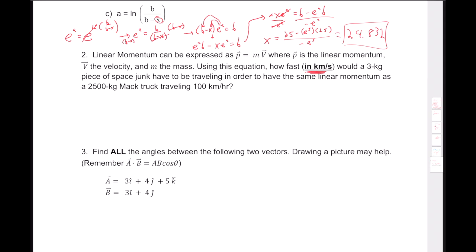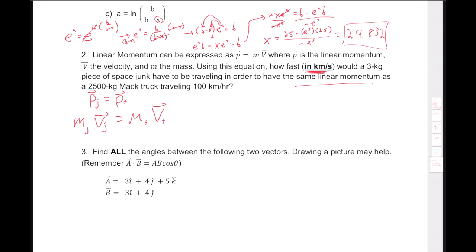Well, let's see. What they're telling us is, assume that the two momentums are equal, right? It says same linear momentum. So I'm going to call the momentum of the junk, P sub j, equal to the P of the truck. And that means if I plug in what the equation is, I can go mass of the junk times velocity of the junk and set that equal to the mass of the truck times the velocity of the truck.